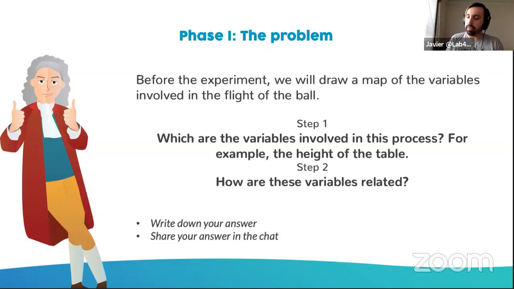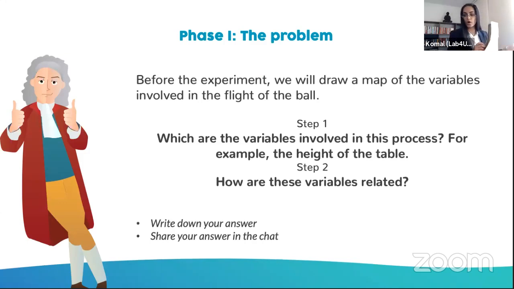On a blank sheet, you can make a cloud of variables. There are several that can be very interesting for this experiment. For example, the size of the ramp could affect where the ball lands, the shape that we cut out may be important or may not be, the color of the balls that you're using, the size of the ball, the mass of the ball, the height of the table, etc.